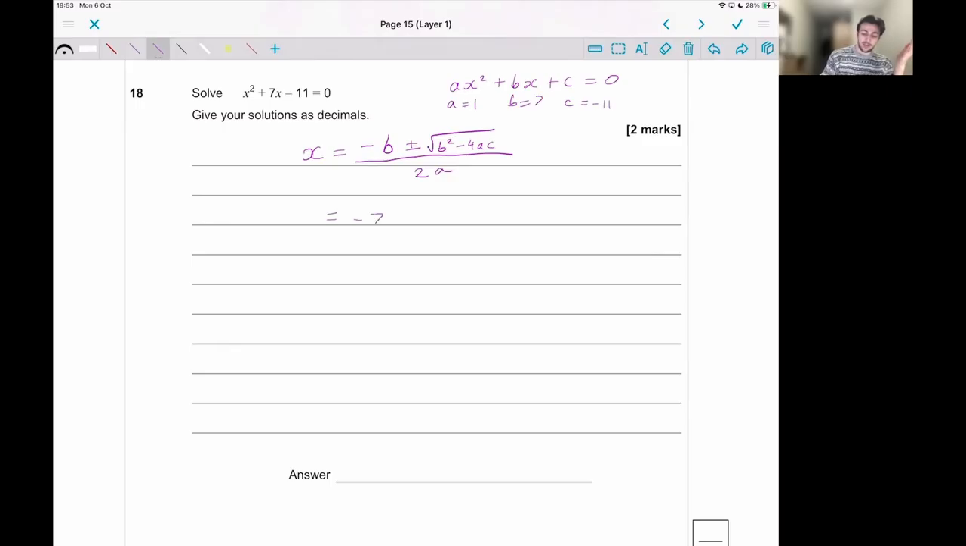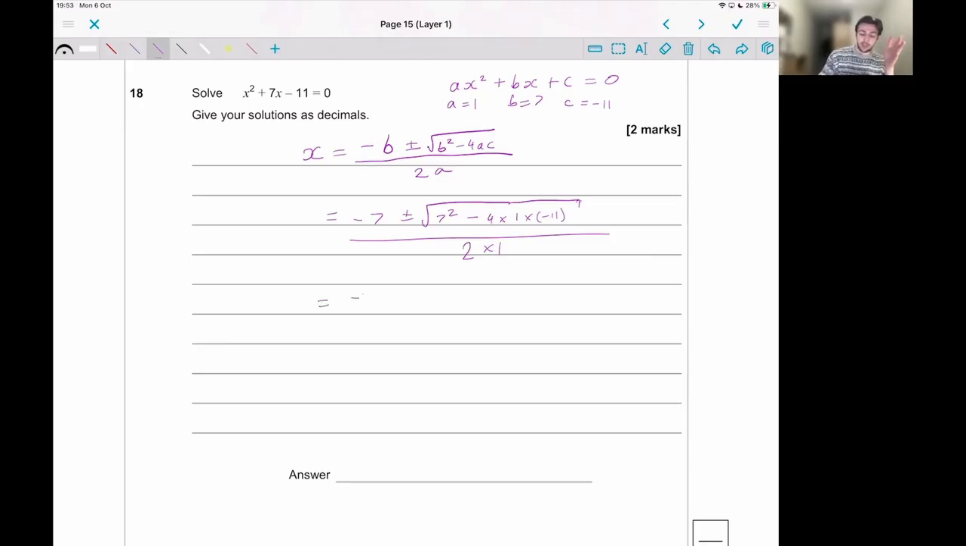So minus 7 plus or minus the square root of b squared, which is 7 squared, minus 4 times a times c. I'm going to write minus 11 in brackets there, just because I want to make sure the minus is part of the 11. And then don't forget, it's all divided by 2 times a, which in our case is 1. So you can put this straight into a calculator like this, as long as you're very careful with how you write it. That's probably the best thing to do.